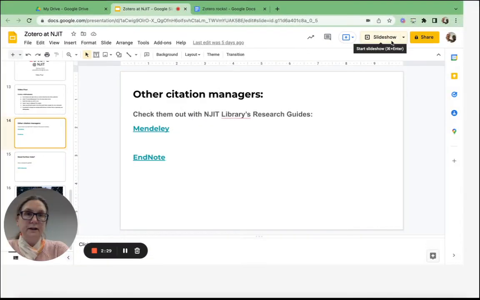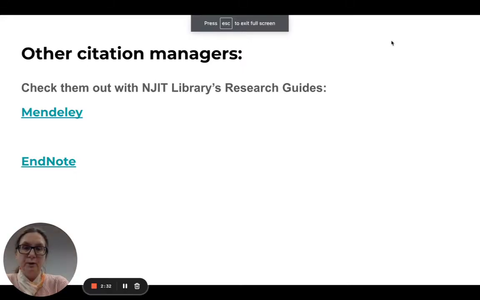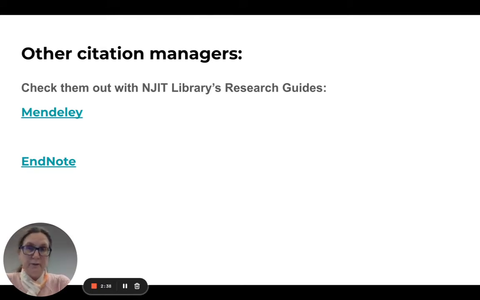I'm going to give you a little bit more of a presentation here just to say a few more words about Zotero. There are other citation managers available to you. One is called Mendeley and one is called EndNote. We have research guides for them on the NJIT library website. I personally prefer Zotero because it's open source. Mendeley is really pretty good about sharing articles with other people, although you can do that with Zotero as well. And EndNote is really a commercial citation manager that Zotero is very similar to.